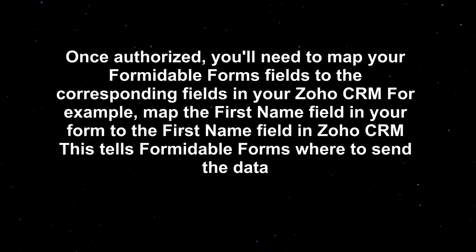Once authorized, you'll need to map your Formidable Forms fields to the corresponding fields in your Zoho CRM. For example, map the first name field in your form to the first name field in Zoho CRM. This tells Formidable Forms where to send the data.